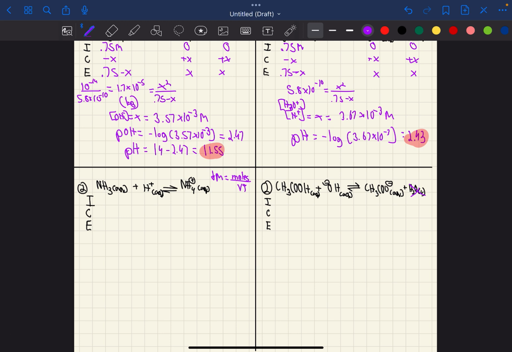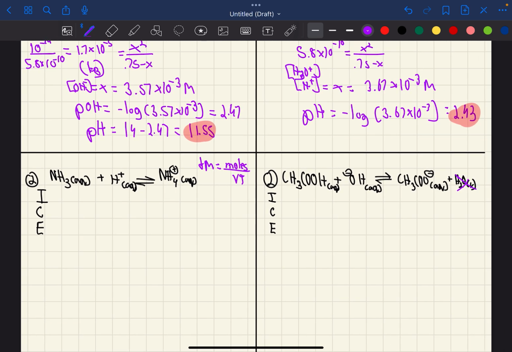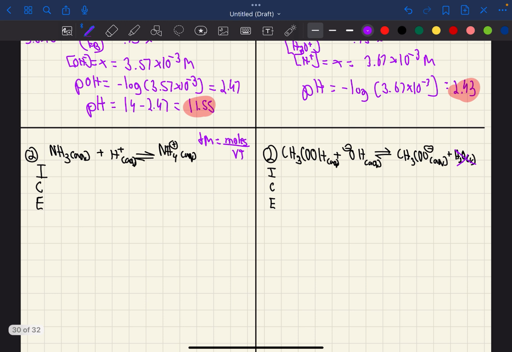I still kept the ice table, even though you won't have access for this one, because I'll tell you exactly why. So let's solve for the moles in this case. I'm going to do it underneath here just to make it a little bit easier. You're solving for the moles of the given.